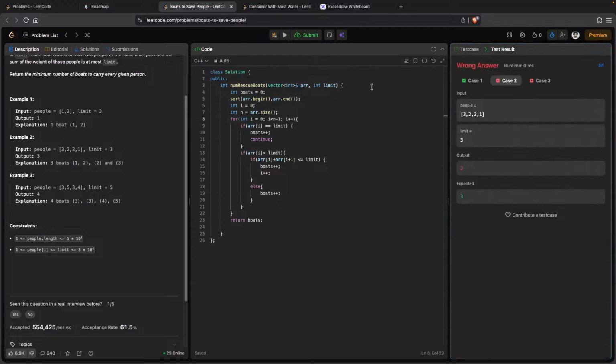Okay, one test case is close. I think it's one value, and now I'm getting 2 as output, but the output should be 3. Yeah, I think the case I'm forgetting is that this is not checking the last limit.